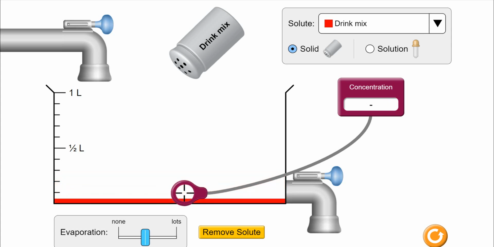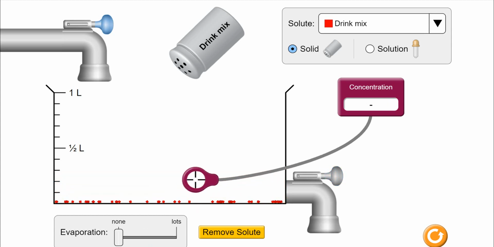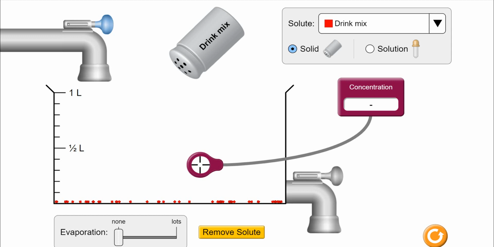I could increase it so much that there actually is no water left over. That's why the concentration meter is complaining. Well, you don't have a solution anymore. What you have left is little crystals of the drink mix actually powdering out again. In that case, you may have seen the term saturated right before this happened.